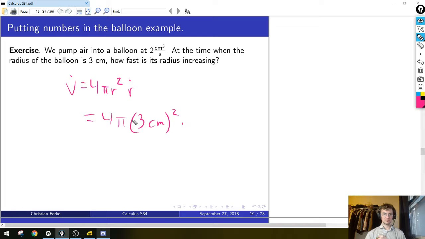I believe we are trying to solve for v dot. Excuse me, no. R dot. We're trying to find the radius time rate of change. So r dot I'll leave as a variable. What do I put for v dot?